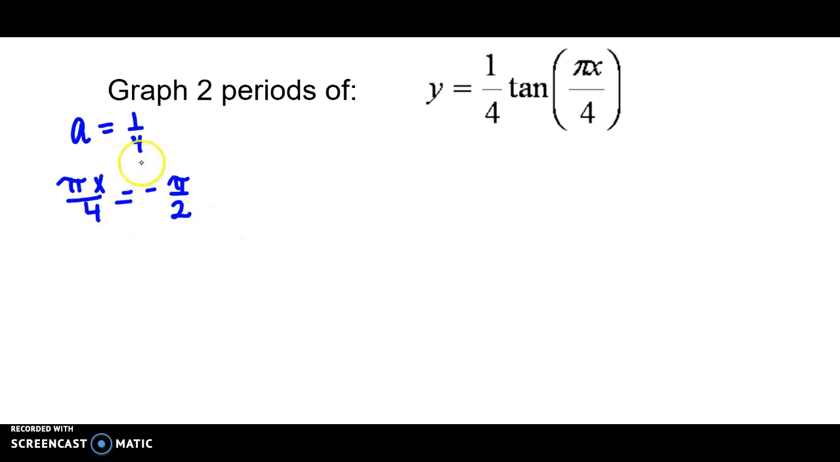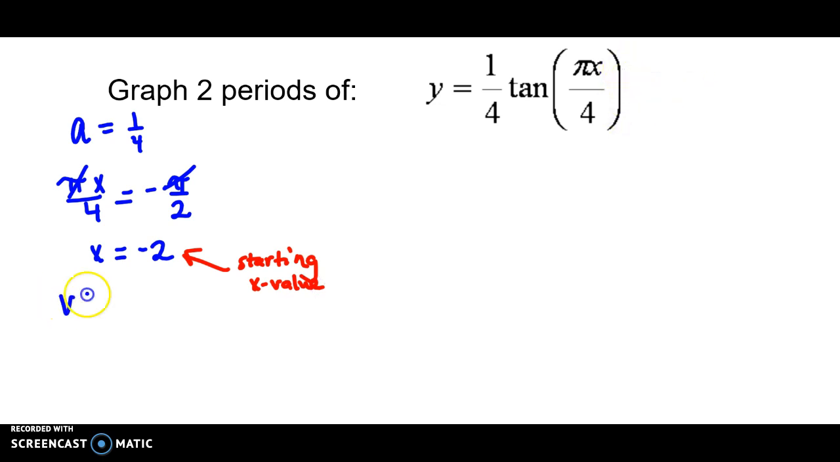And if I solve for x here, I could divide both sides by pi, and multiply both sides by 4. So I get x equals negative 2. And I'm even going to write a note, just because it's our first time doing this, that that's our starting x. In this case, we don't have anything added or subtracted, so we don't have a vertical shift.